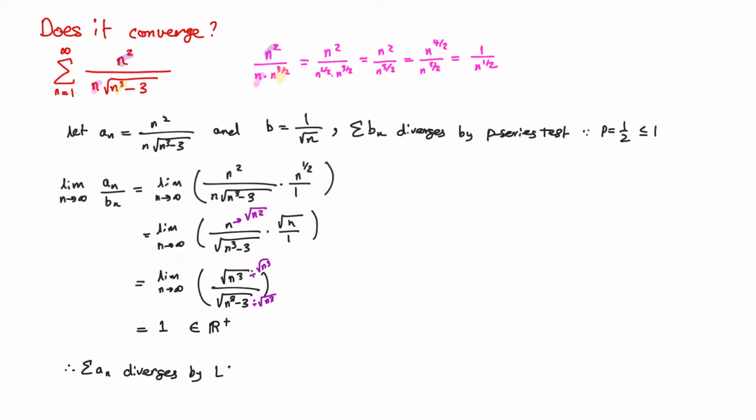by the limit comparison test. And to recap, we saw that our series B here diverges due to the P series, and since we got 1, we didn't get 0, that means that A also diverges. And if B converged, if we had gotten a 1, then A would have also converged.